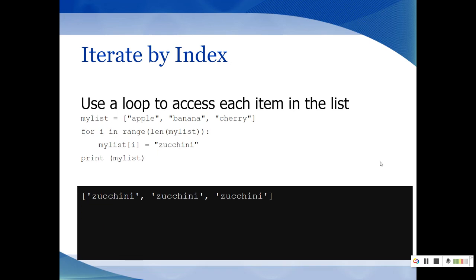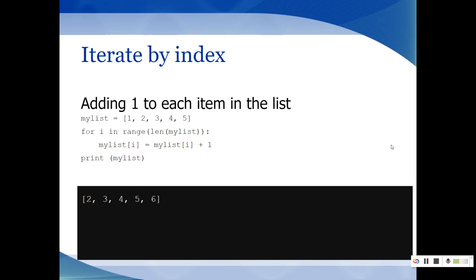Now with this type of loop, it's a little bit more powerful because you can actually change the values in the list. So for example, I've got for i in range, going to the length, this is all the same, but instead of printing it, I'm setting that particular item equal to zucchini. And when I print my list, I get all zucchini, which is much like what Utah culture has, right? Bunches of zucchini. So now you can iterate by index as well.